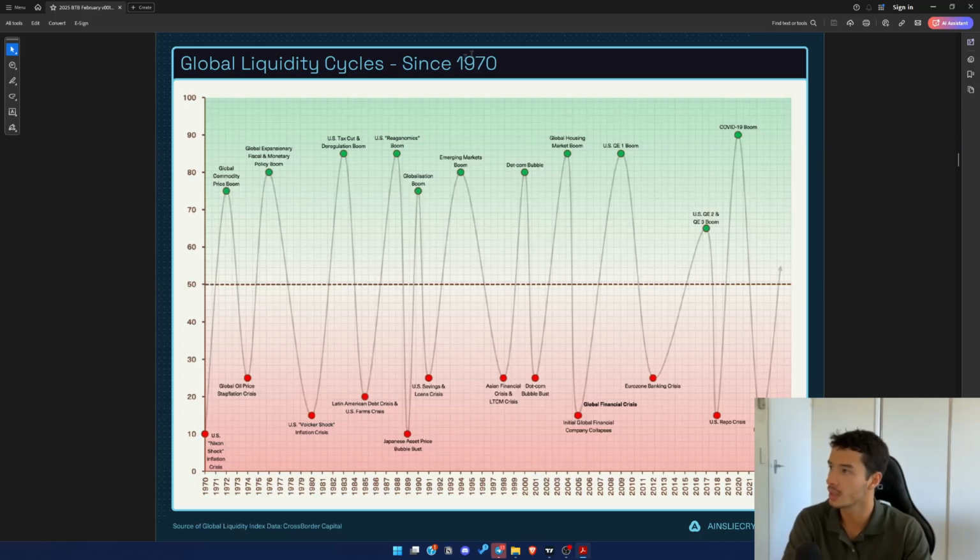Boom and bust cycles since 1970, you can see that here. Every peak and trough is met with a narrative that's appended to it. The last one we had was the US regional banking crisis, the Silvergate and Silicon Valley Bank stuff that happened. We had the COVID boom here, the US repo crisis, global housing market boom, dot-com bubble, etc. There's always going to be a narrative appended to a reversal in a market, because that's the way the debt cycles generally work, and that's the way the liquidity cycles work.